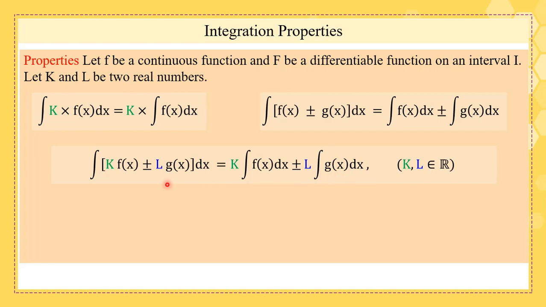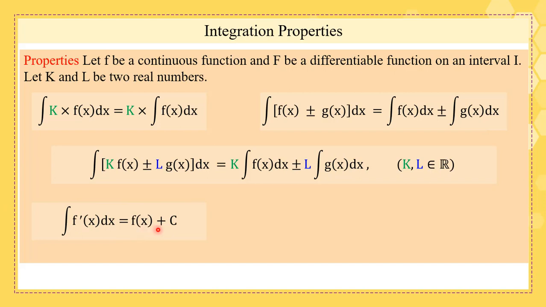We remark that when we have a constant number multiplied by the function, we can put the constant number outside the integral. And if we have a plus or minus between two functions, then we can distribute the integral over these two functions.